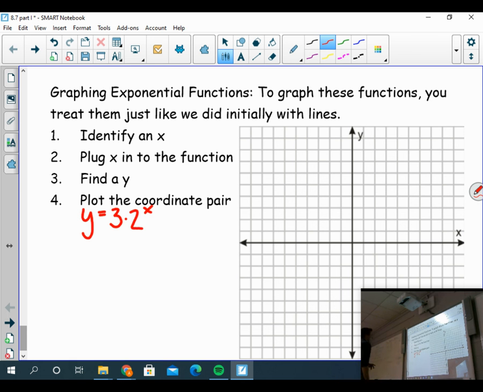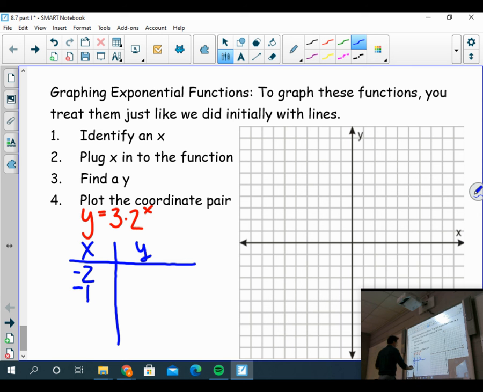What we're going to do here is 4 steps. First things first, we're going to identify some x values. And I think the best way to do this is to pick 5 very specific x values. Though you could pick any 5 x values, I think the best ones to pick would be -2, -1, 0, 1, and 2. Now, why am I picking these?